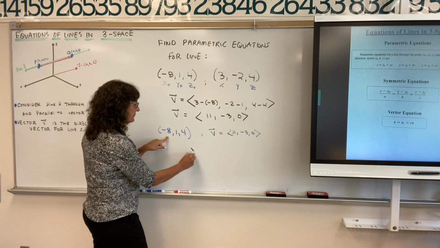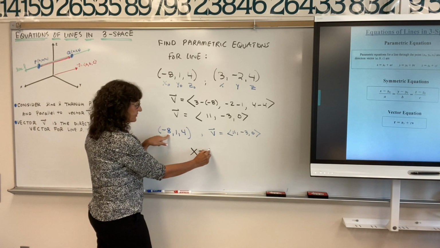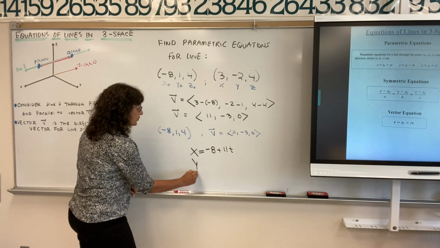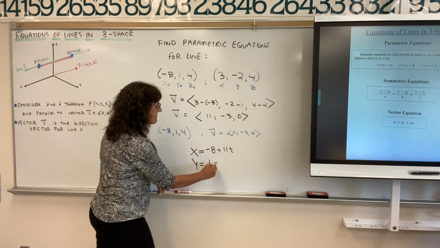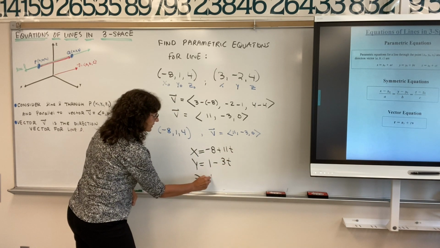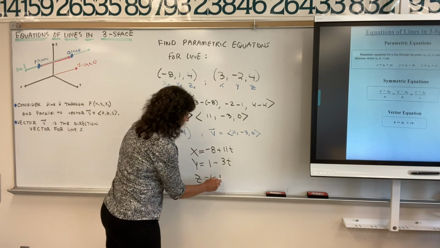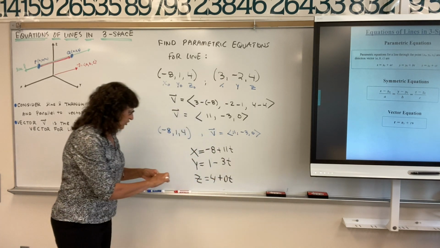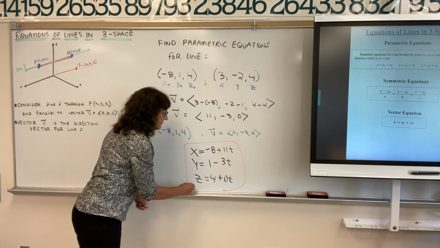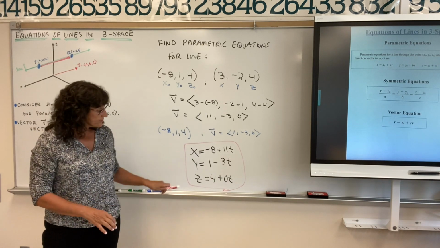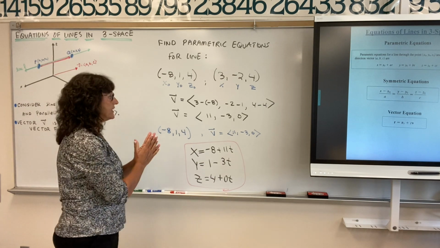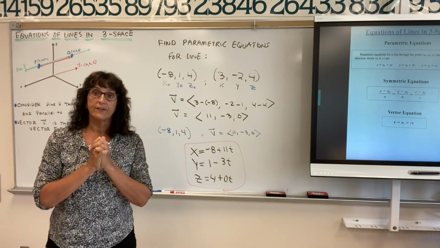So what is the parametric form again? It's going to be x equals x sub 0, so -8 plus 11 times t. Your y would be 1 minus 3 times t, and then your z would be 4 plus 0 times t if you need to write that. So here is your equation of the line in parametric form. This is how you would write the equation of a line in parametric form in 3 space.